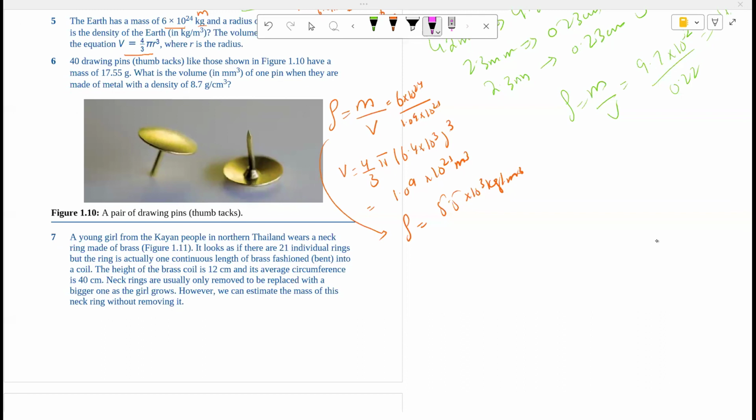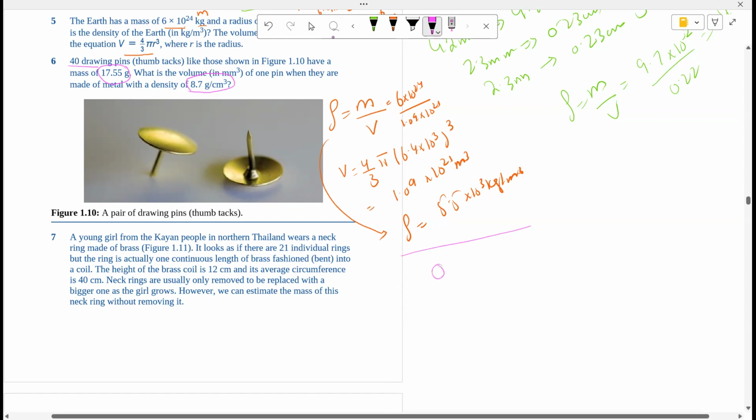How many drawing pins do we have? We have 40 drawing pins, and 40 drawing pins have the mass of 17.55 grams. What is the volume of one pin if the density of the metal is 8.7 grams per centimeter cube? The very first thing that we're going to do is find out the mass of one pin. How am I going to find the mass of one pin? What step should I take?